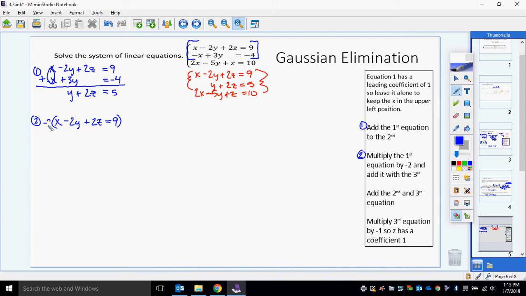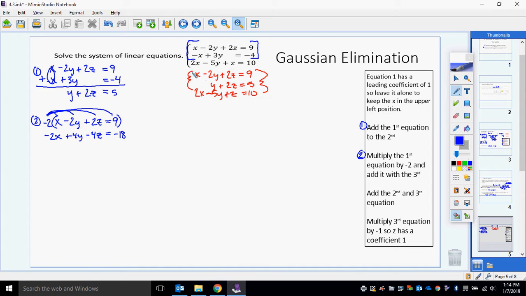A negative 2. Now remember, I can't just multiply the x by a negative 2. I have to multiply the entire equation. So I put it in parentheses, and I'm going to distribute that negative 2 to now all 4 items. When I do that, I get negative 2x plus 4y minus 4z equals negative 18.